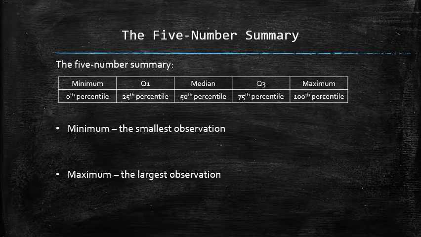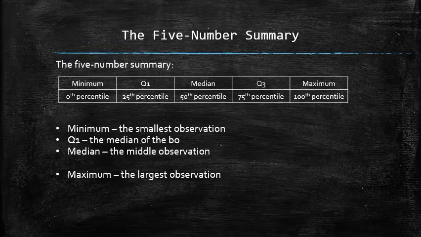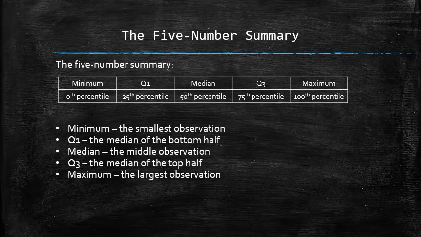We already know how to find the median that divides the dataset into two halves, top and bottom. For simplicity, we're going to define the Q1 as the median of the bottom half and Q3 as the median of the top half.